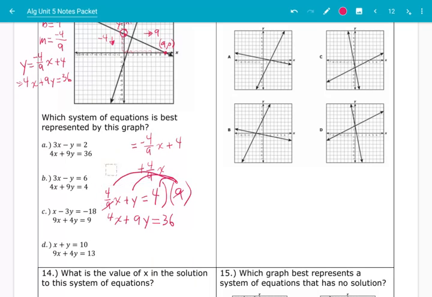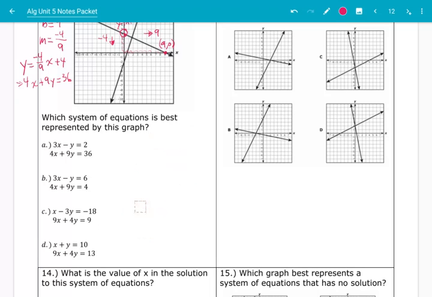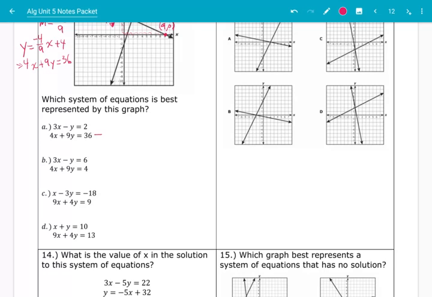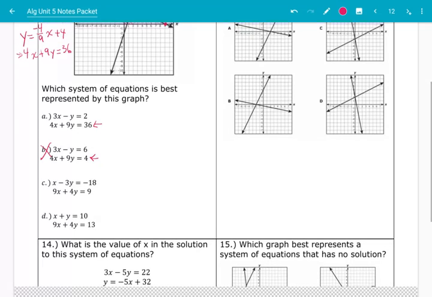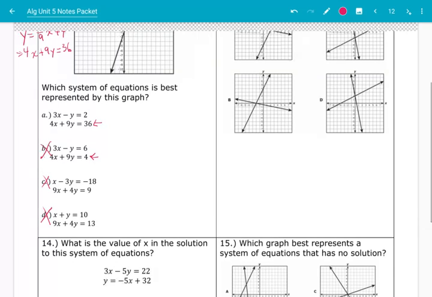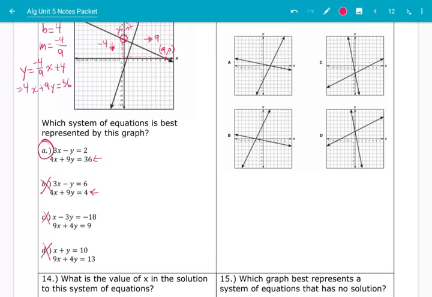All right, I'm going to erase all of this. Let's see, 4x plus 9y equals 36. There it is right there. It might be A. 4x plus 9y. Nope, it's not B. 9x. No, x was with 4, so it's not C. 9x plus 4y equals 13. No, hey, looky there. We didn't even have to do anything else.